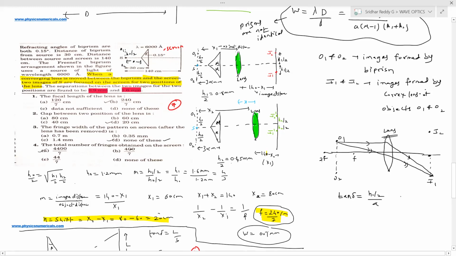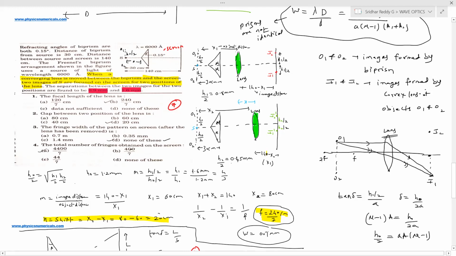Then in fact delta will be very small, H naught by 2a. Delta will be mu minus 1 into a. So what is H naught by 2 should be equal to capital A, small a. Like just now previous theory we discussed, no? So I substitute the small a, capital A, mu minus 1, and the capital A should be substituted in terms of the radians. So after solving all that, I'll end up with H naught by 2 is equal to 1.2 millimeter.